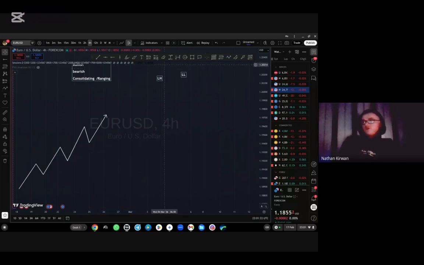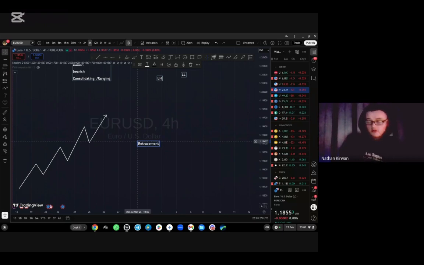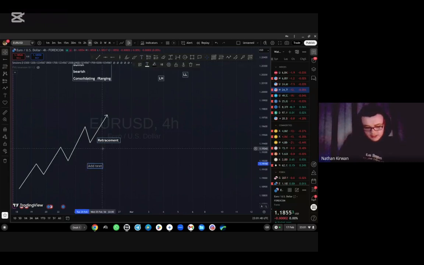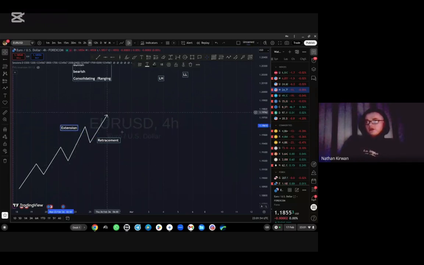This little move is what we call a retracement. These big moves are what we call an extension. So the big move here, this is your extension, and the little move is your retracement. Just label that up here.